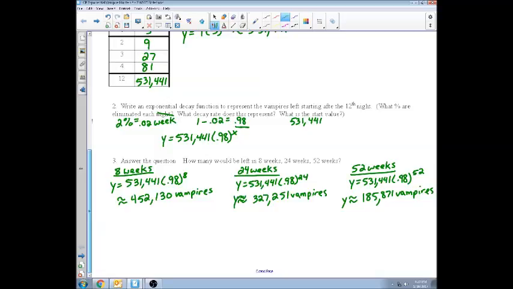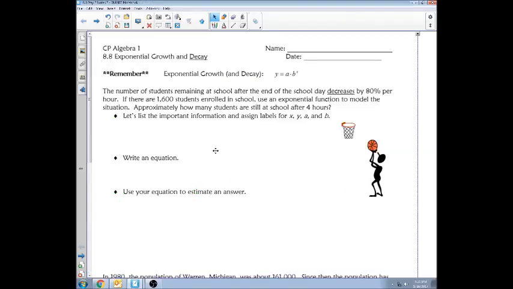So as you can see, depending on what your growth rate or your decay rate is, that will determine how fast or how slow we will grow or decrease. All right, let's move on to our worksheet, or our actual note sheet.